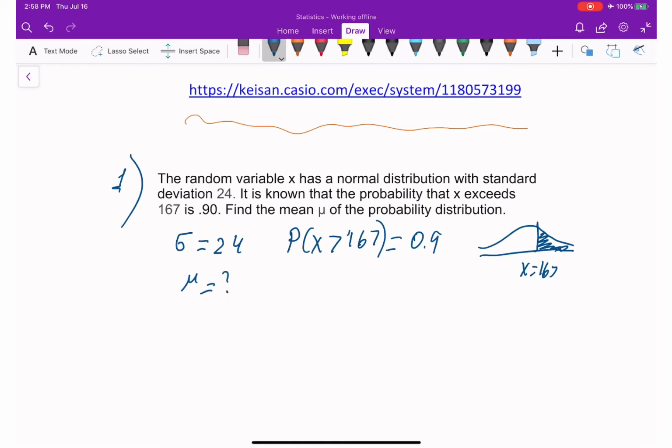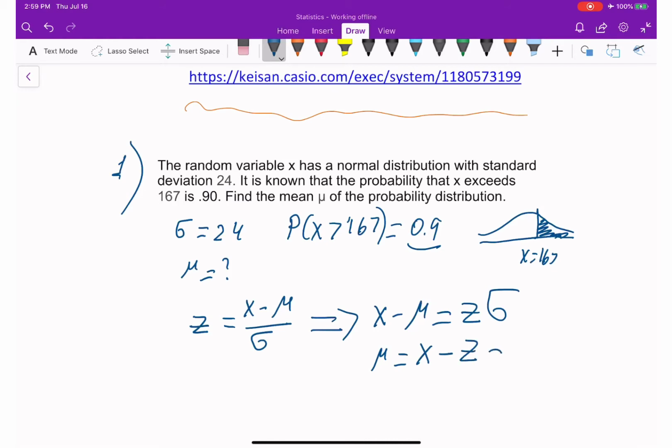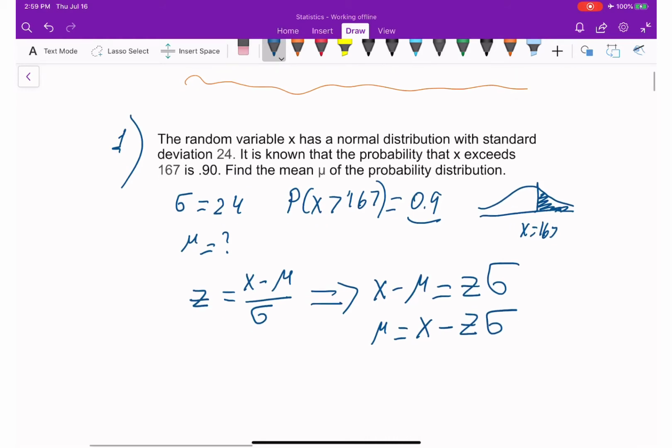First of all, to find the average, we need to find our z-score based on this probability. So z-score is equal to x minus mu over sigma. From this formula, x minus mu is equal to z sigma, and mu is equal to x minus z sigma. This is the formula that we are going to use here.